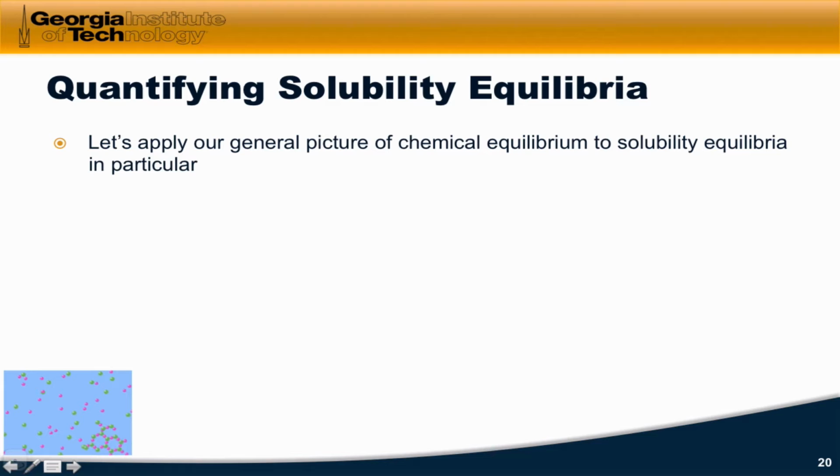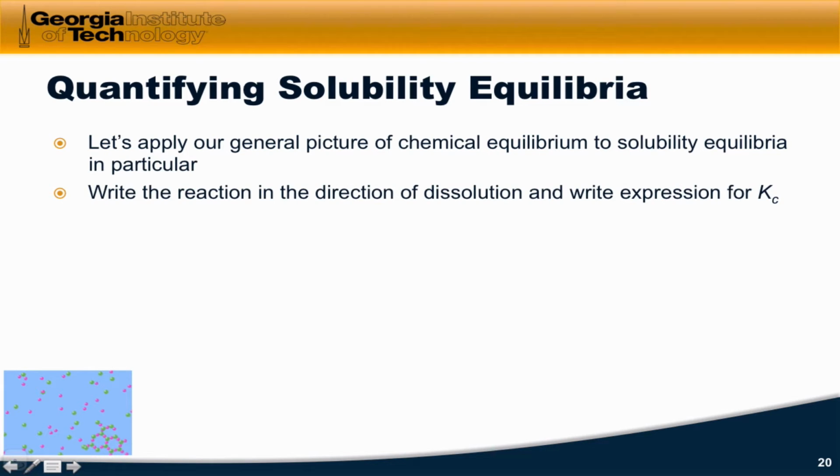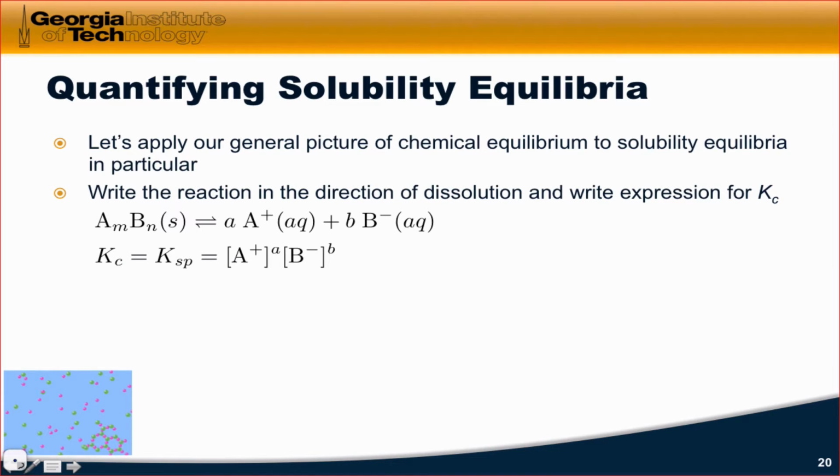Now that we know that, we can begin to apply our general picture of chemical equilibrium to solubility equilibria as a particular context. And so, in solving solubility equilibria problems, just as we saw for chemical equilibrium problems in general, the first step is to write the balanced chemical equation. And the way we tend to do this, just by convention, is to write the reaction in the direction of dissolution and write an expression for Kc. When we write the reaction in the direction of dissolution like this, by convention we are writing it such that the equilibrium constant is equal to Ksp.